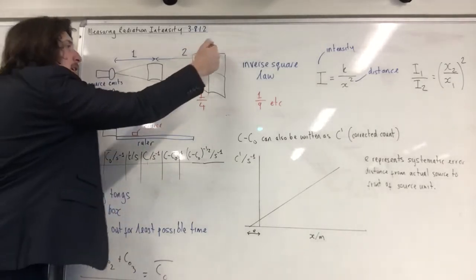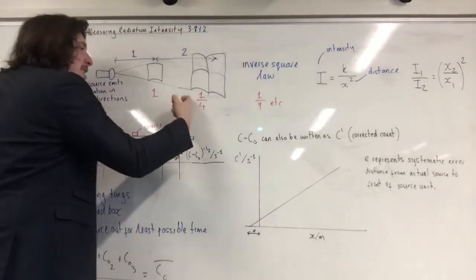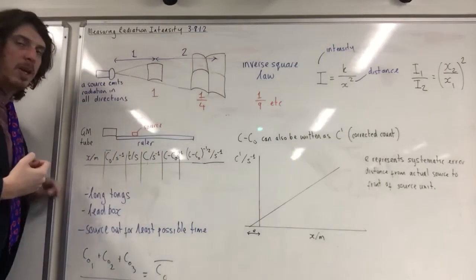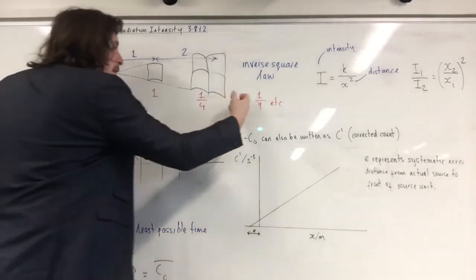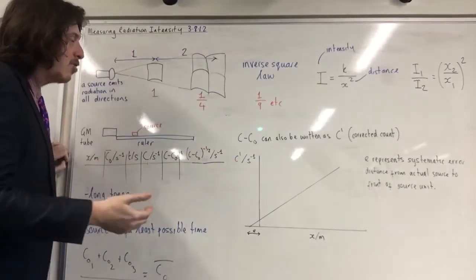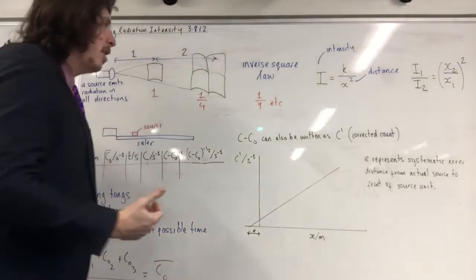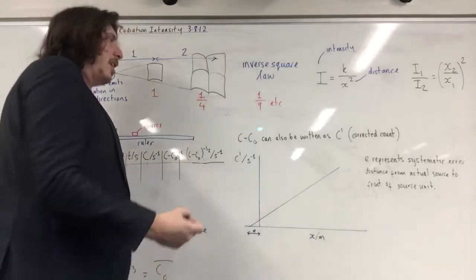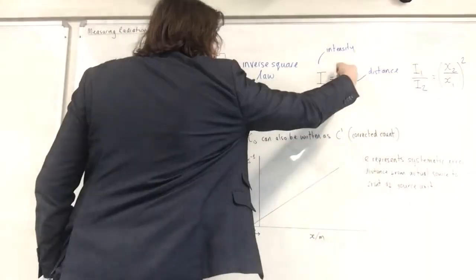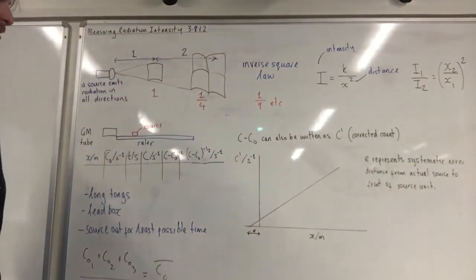If we place the Geiger tube at an arbitrary distance of 2, then the intensity will be 1 over 4, it will be a quarter. And it would be for 3, 1 over 9, for 4, 1 over 16, etc. It follows an inverse square law. Okay? So the intensity is equal to a constant divided by the distance squared.